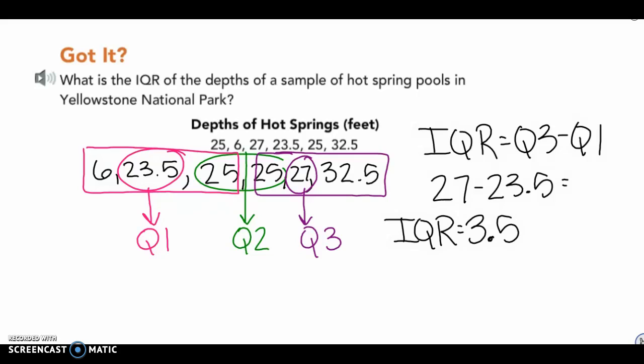25, 27, and 32 and a half make up our upper set of data, so the median of that, or quartile 3, would be 27. 6, 23 and a half, and 25 make up our lower half of data, so the median of those, or Q1, is 23.5. 27 minus 23 and a half would leave us with 3 and a half.